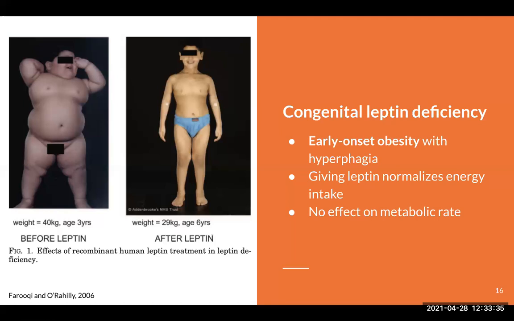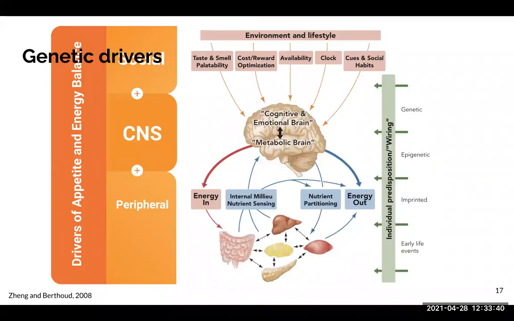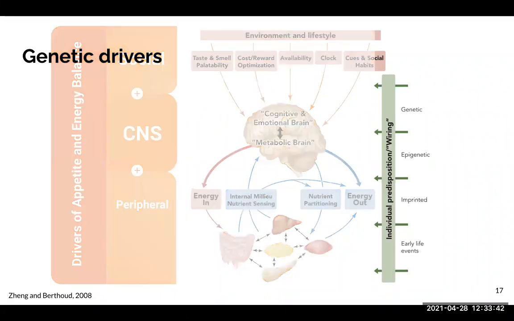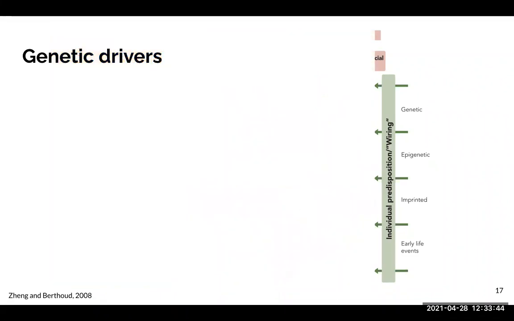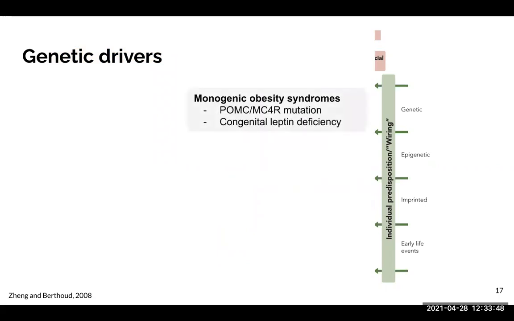Now, this is not like a typical case. The genetic drivers of obesity are actually quite rare when it comes to at least monogenic obesity syndromes, or syndromes where you just have one gene in the pathway or one problem in the pathway that sets things off. The congenital leptin deficiency is one example. Another is a POMC or MC4R mutation. It's just one of the pathways in the hypothalamus that controls hunger and satiety.